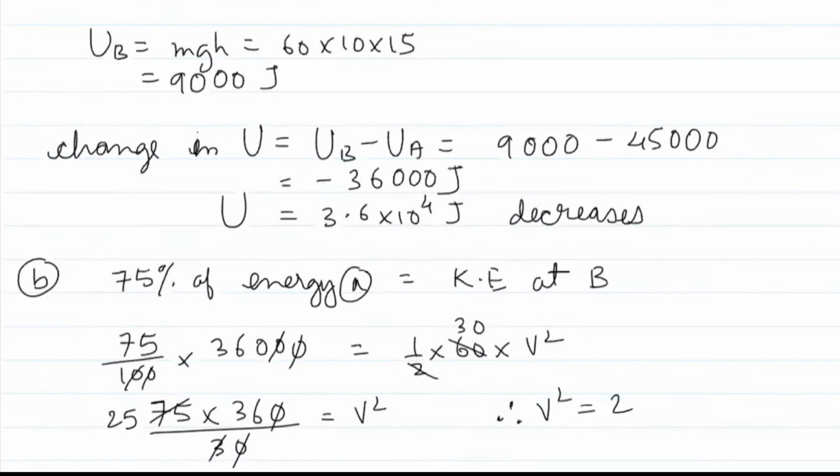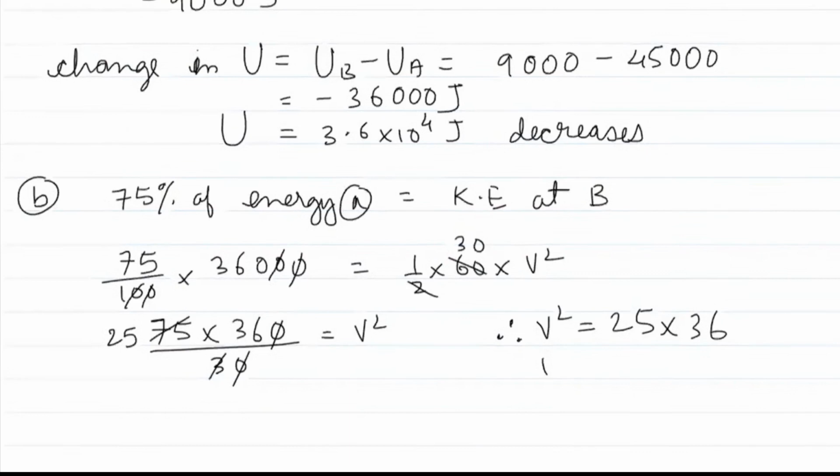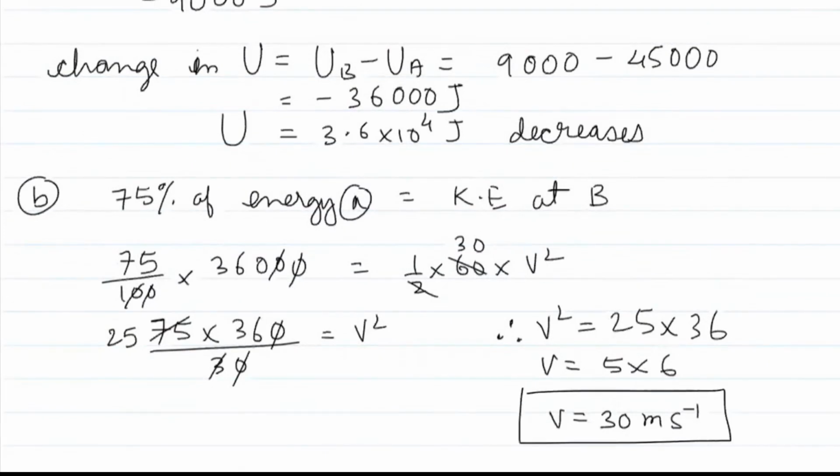So I get v square as 25 into 36. So when I take a root of it, that will be 5 into 6. So the velocity will be 30 meter per second. So that is my second answer.